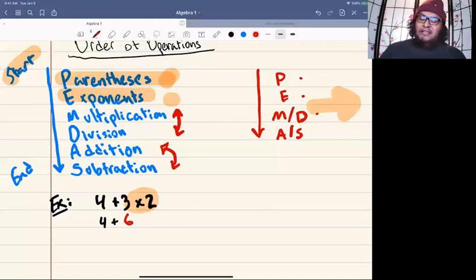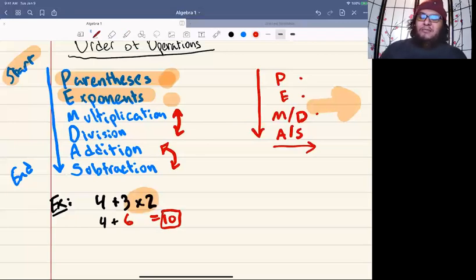Then addition or subtraction is next. Which one comes first? There's no subtraction, there's addition here, and so 4 plus 6 is equal to 10. All right, we got it.